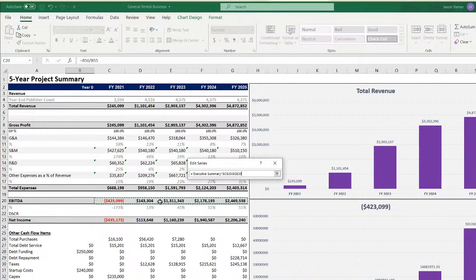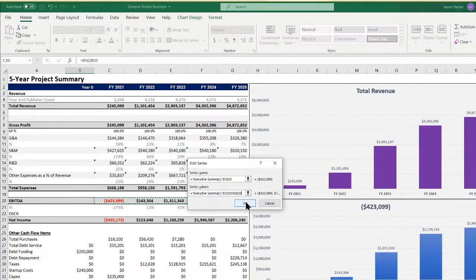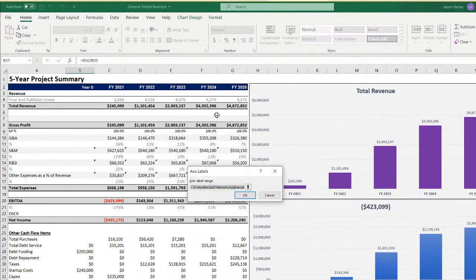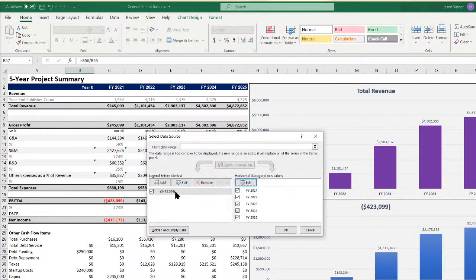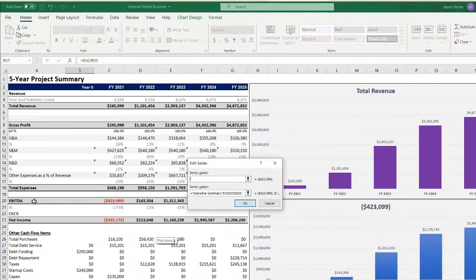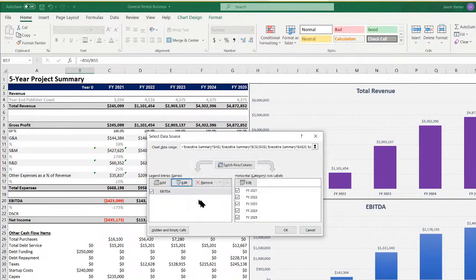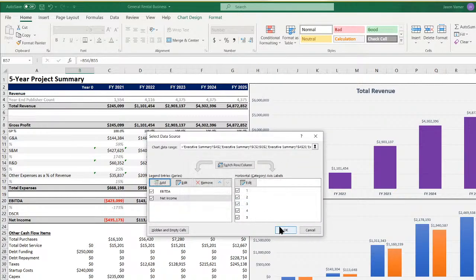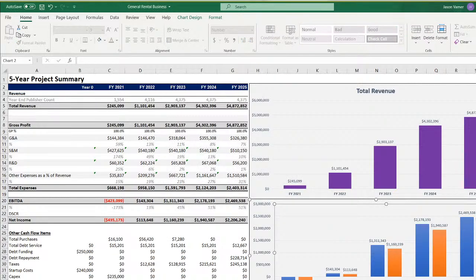EBITDA is kind of the operating cash flow. Net income is doing the depreciation. I think, yeah, maybe we do both. Hold on, let me add this. So we did EBITDA. Let's also do net income on this one. Put it in the legend.